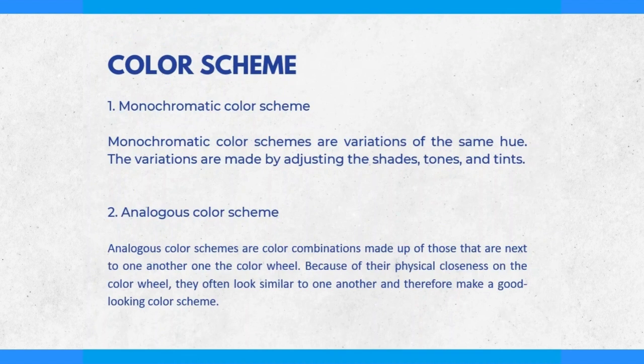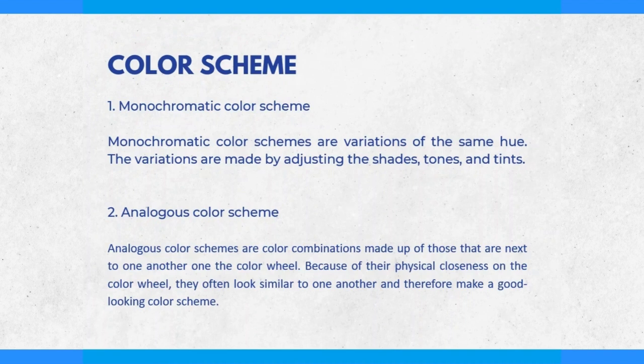Now, you use this color scheme in your design. When you understand the way the color scheme is, you can use that knowledge in the way you integrate colors to your design. Now we have the monochromatic color scheme. In this case, you are using the variation of the same hue. Just by adjusting the shades, the tones, and the tint, you can have variety of colors that you can use in your design. I'm going to show you an example of that.